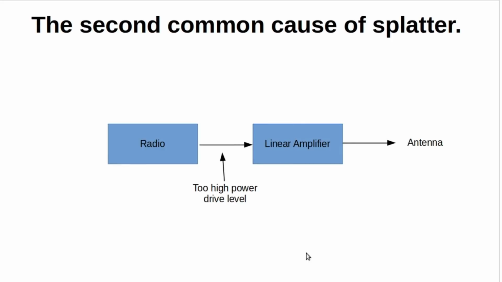The second most common cause of splatter is when you're using a linear amplifier and you drive too much power from your radio to the linear amplifier, overloading or hitting that hard limit in the linear amplifier, which it has as well as just any other amplifier. Most linear amplifiers will also have an ALC function, either built in or using an ALC control voltage from the radio, so you have adjustments there. And where do you adjust that ALC to cut back on splatter?